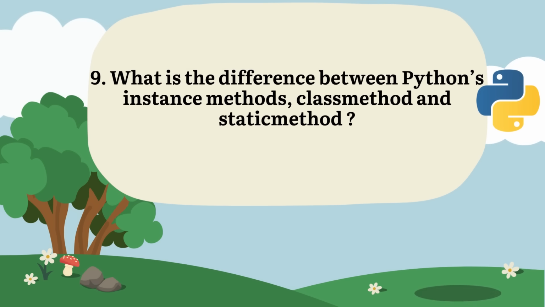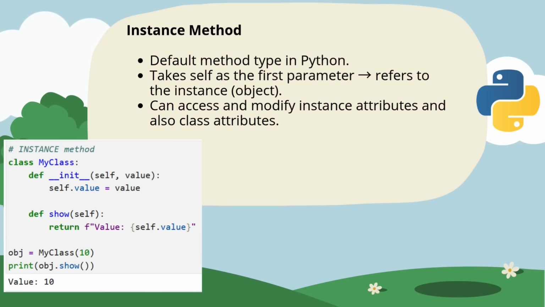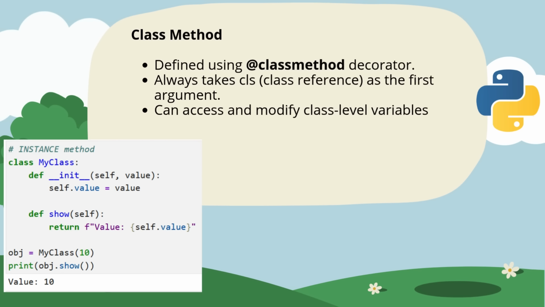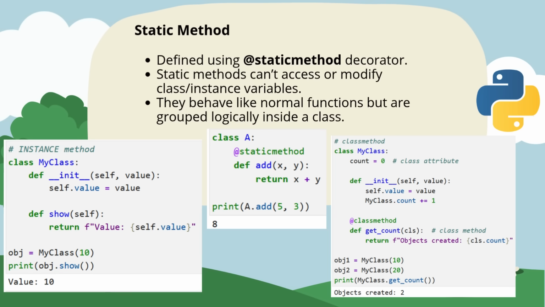Next, what's the difference between instance methods, class methods, and static methods? Instance methods belong to an object and access it via self. Class methods belong to the class and take cls as a parameter, allowing modification of class-level state. Static methods neither take self nor cls and behave like regular functions within the class.